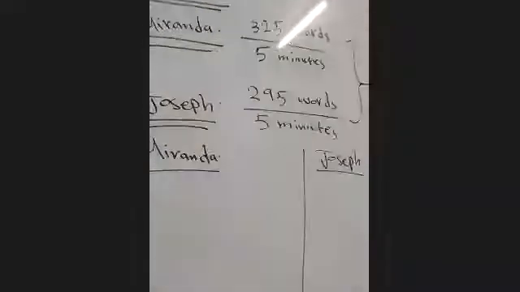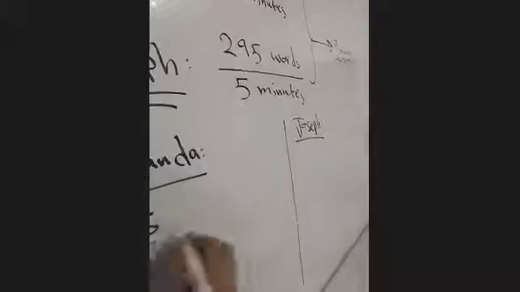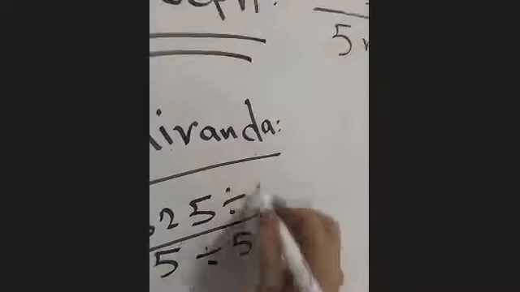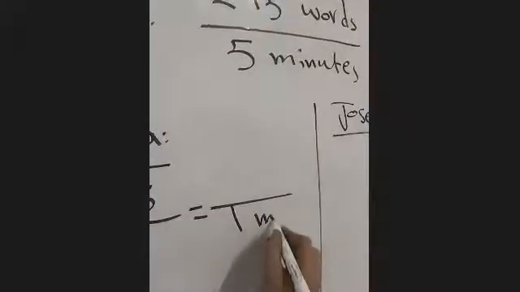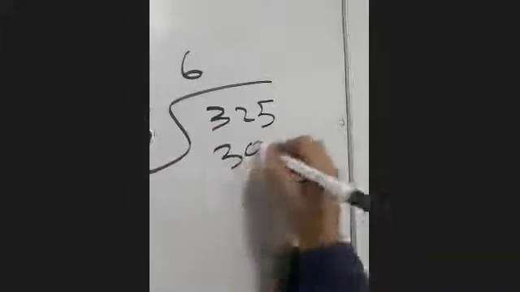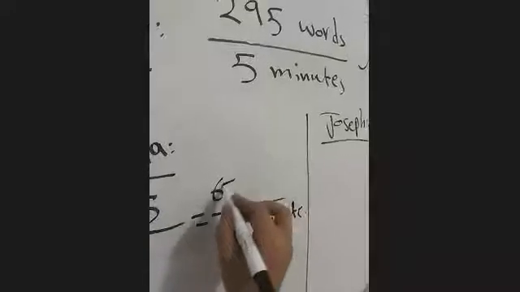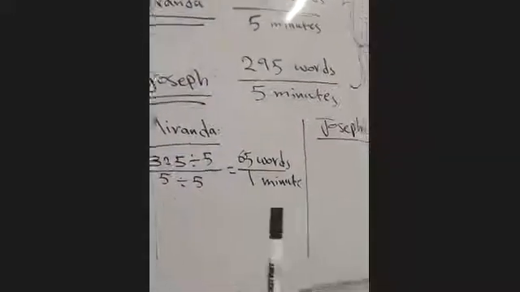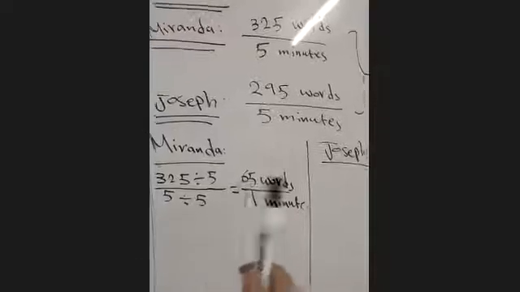Let's start with Miranda. 325 over 5. Both divided by what, guys? By 5. This will be 5 divided by 5, 1 minute. 325 divided by 5, I'll make normal long division. 325 divided by 5, 6, 30, subtract 2, 5, 5. 65 words. 65 what? Words.